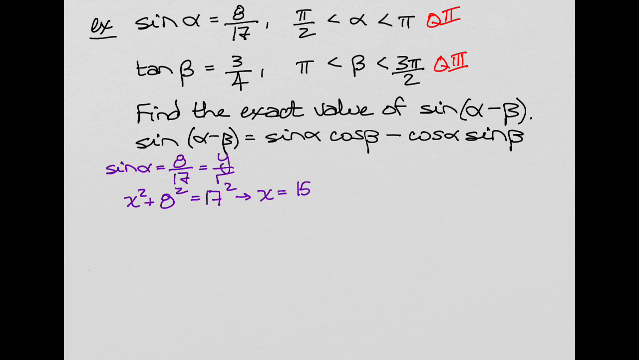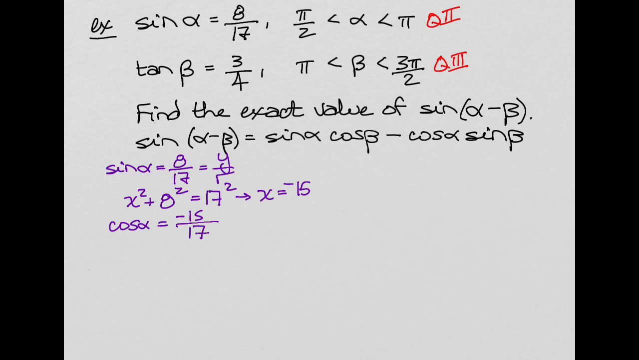Since we're in quadrant 2, x values are negative in quadrant 2, so that's actually negative 15. And now I know the cosine of alpha is x over r, negative 15 over 17. Okay, so we're half done.